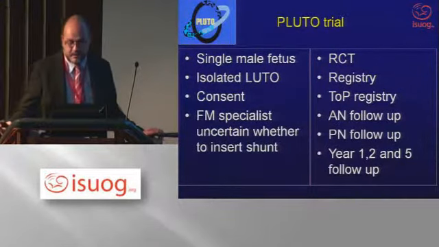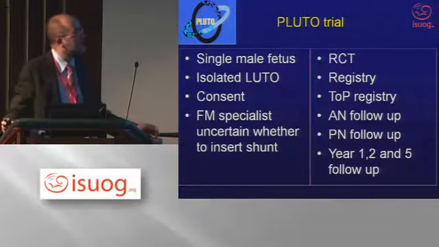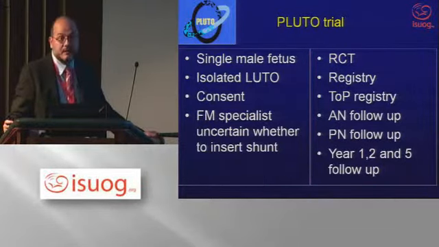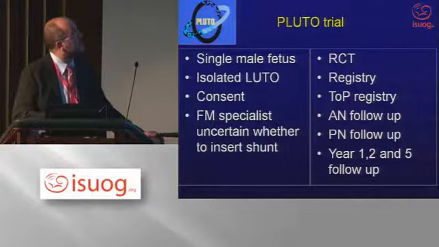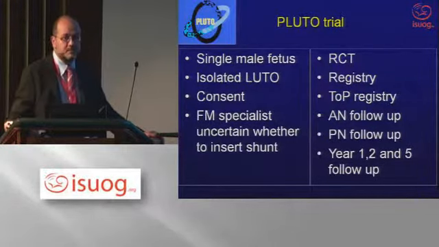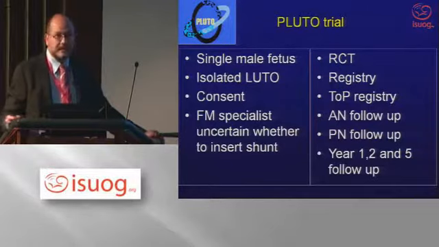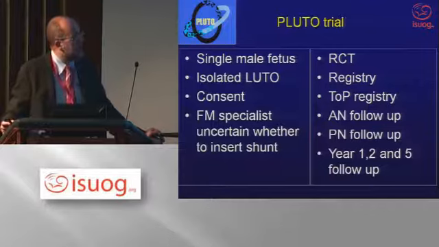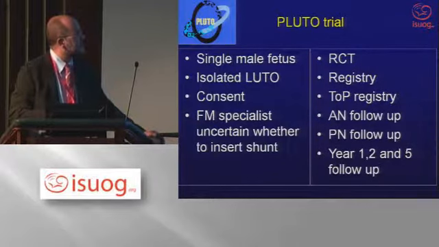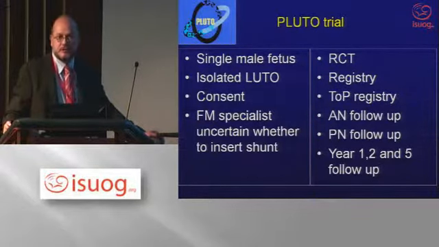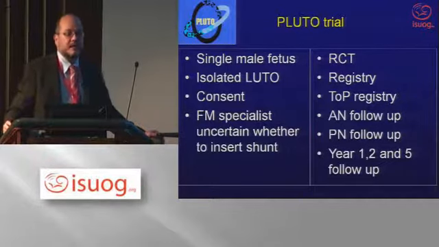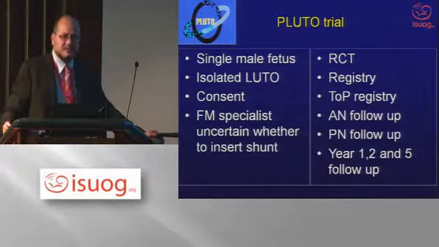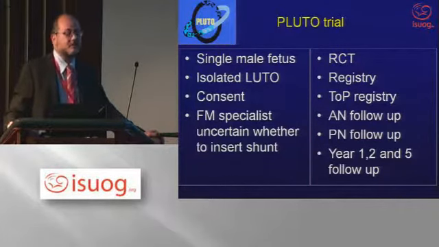Now, I got these slides from Professor Mark Kilby from Birmingham. They are running a trial called the Pluto trial, which is percutaneous shunting in lower urinary tract obstruction trial. This is a randomized controlled trial where single male fetuses with what appears to be isolated urinary tract obstruction are randomly allocated to shunting or expectant management. And the entry criterion is that the fetal medicine specialist should be uncertain whether to insert a shunt or not. In other words, if the fetal medicine specialist thinks that you must put a shunt in this case because otherwise it's terrible, then they can do that.